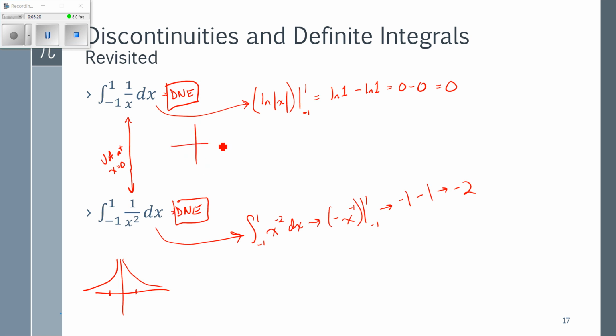Whereas when I look at the graph of 1 over x, I could conceivably see it being where maybe this area cancels this area. But 1 over x squared from -1 to 1, I shouldn't end up with negative areas at all. But the definite integral says I do. So you do have to be careful and watch out for, hey, do I have a vertical asymptote?